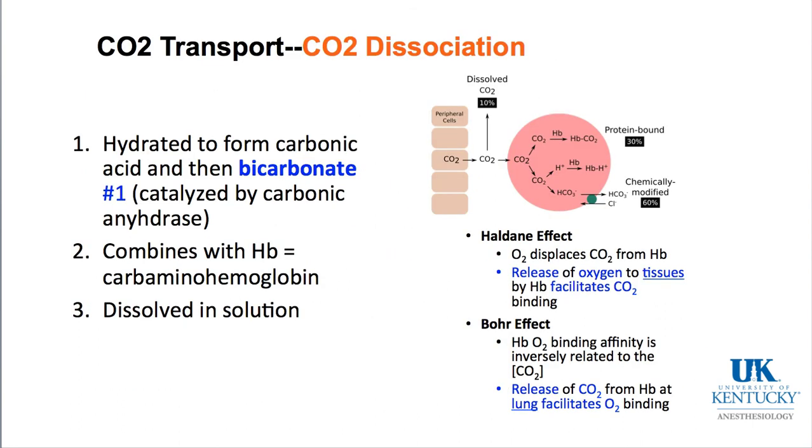CO2 transport. How is CO2 transported in our blood? Mainly as bicarbonate. The graphic at the right shows CO2 leaving the peripheral tissues, going into the RBC, where carbonic anhydrase catalyzes it to bicarbonate. And that's the major mechanism. It can also combine with proteins, carbamyl hemoglobin, when it combines with hemoglobin, and some of it can be dissolved in solution. But number one is bicarbonate.